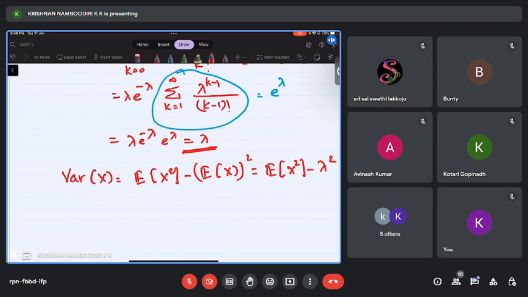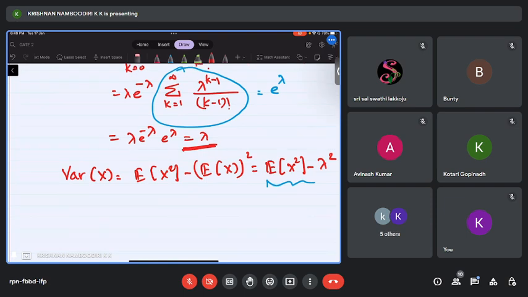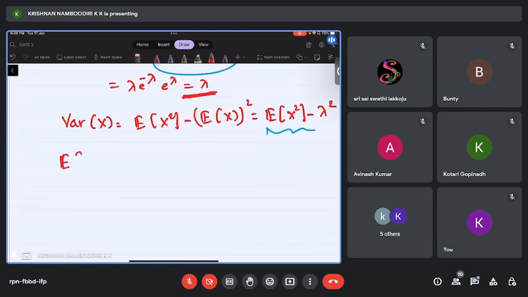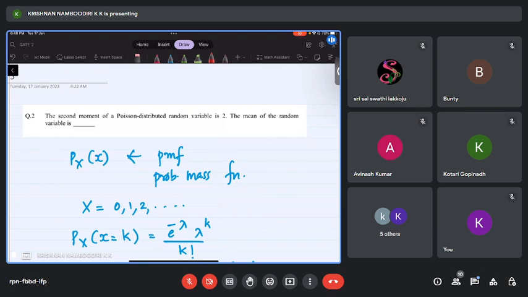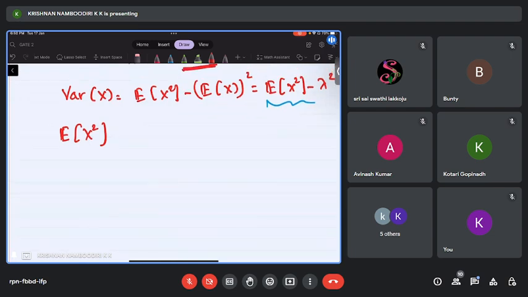So now let us find out the expectation of x square. This is the second moment. In the question, it is given that the second moment is 2, correct? Yes, the second moment of the Poisson distributed random variable is 2. Okay, anyway, we will come back to the question after doing this exercise. Expectation of x square is nothing but, just like the previous case, here it is x square, or in other words, k square into probability P_X of x equal to k, and k runs from 0 to infinity.